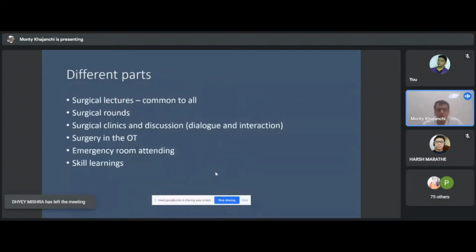Quickly, the surgical lectures. I think these are common to everyone, and though they are boring, I personally find lectures very boring, but for attendance purpose, you may have to attend. But you should try not to learn everything from the lecture. Though they are probably 45 minutes to 1 hour lectures, you will learn 3 important points.